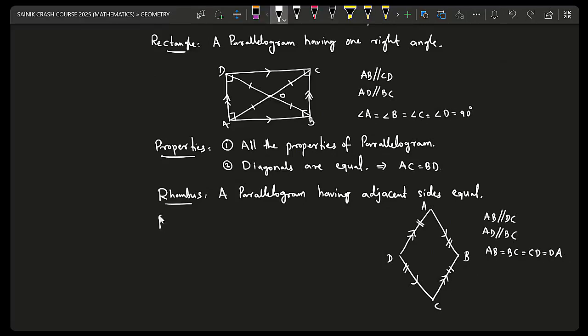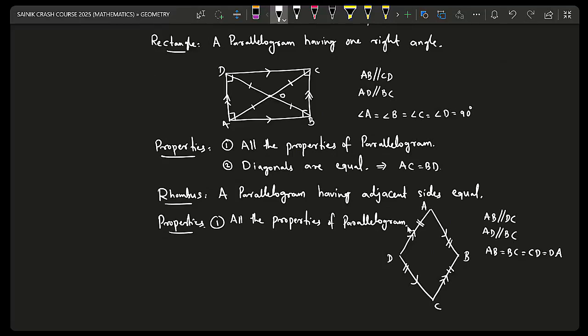So now what are the properties of a rhombus? The properties of a rhombus are, again, we can list all the properties of a parallelogram here. Why? Because every rhombus is a parallelogram. So what are the properties of a parallelogram we discussed? Opposite angles are equal, adjacent angles are supplementary, opposite sides are equal, and diagonals bisect each other. Everything will be satisfied here.